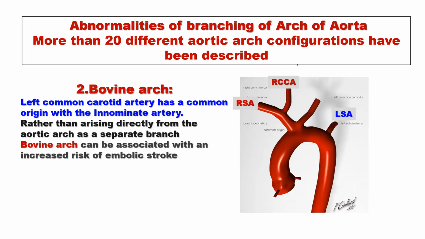Abnormalities of branching of arch of aorta. More than 20 different aortic arch configurations have been described, but we'll be discussing the most common type, the bovine arch, where the left common carotid has a common origin with the innominate artery or brachiocephalic trunk rather than arising directly from aortic arch as a separate branch. Bovine arch can be associated with increased risk of embolic stroke.